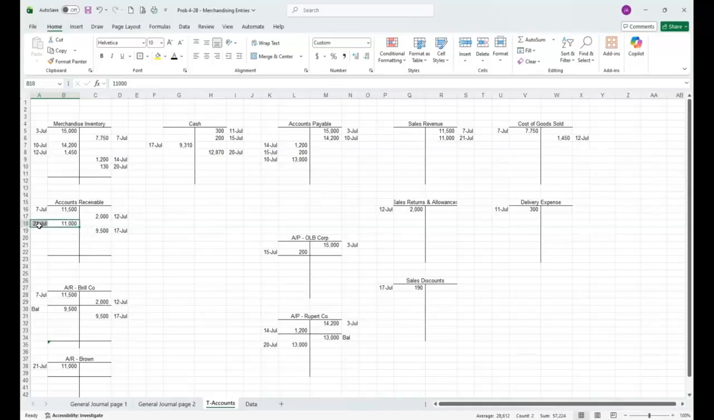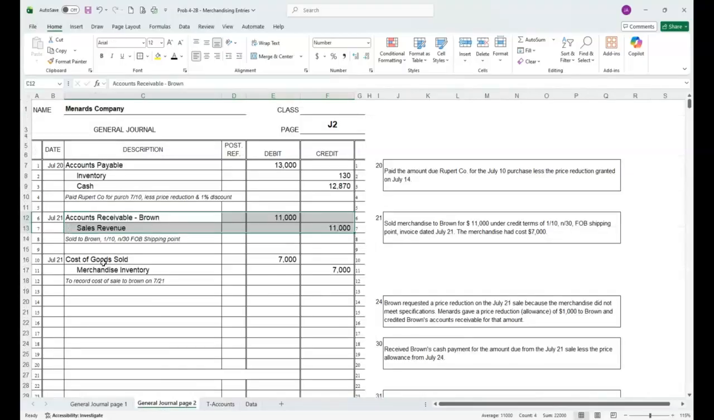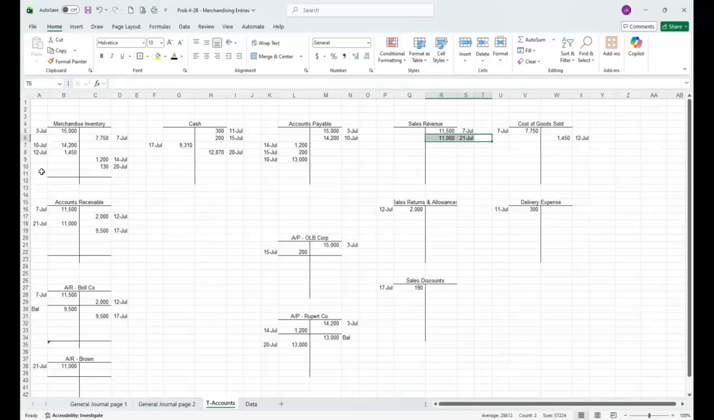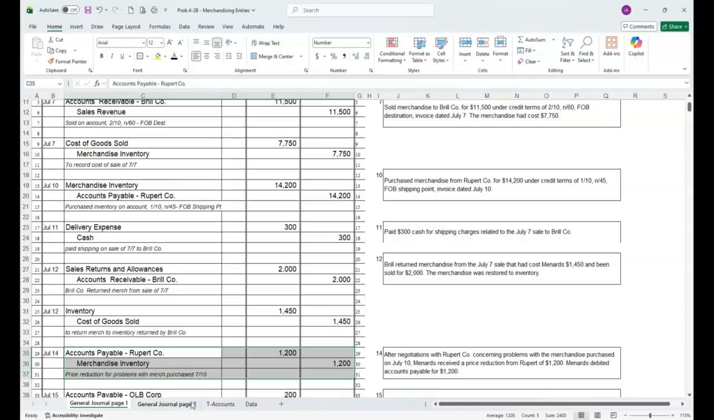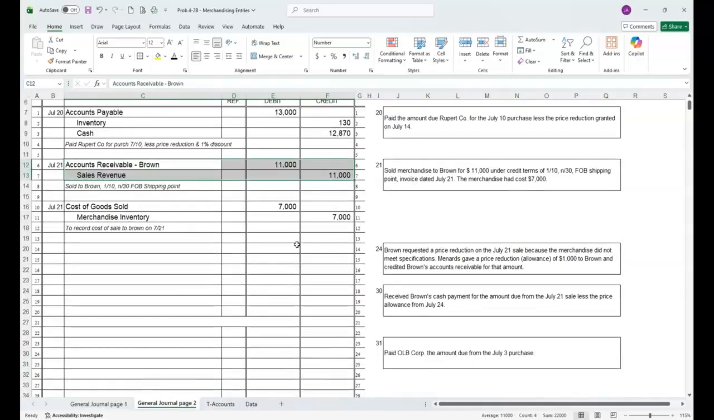This would be the debit to accounts receivable and the debit to accounts receivable Brown, the credit to sales revenue. Debit cost of goods sold, credit merchandise inventory for $7,000. Let's hope we got all that. And that gets us done with that entry. All right, back to here. So we've got all those posted to the T accounts.